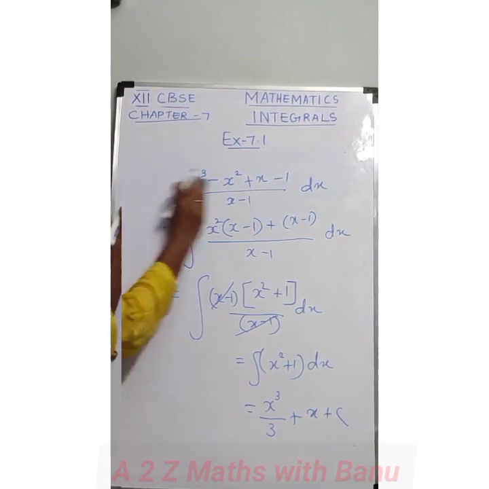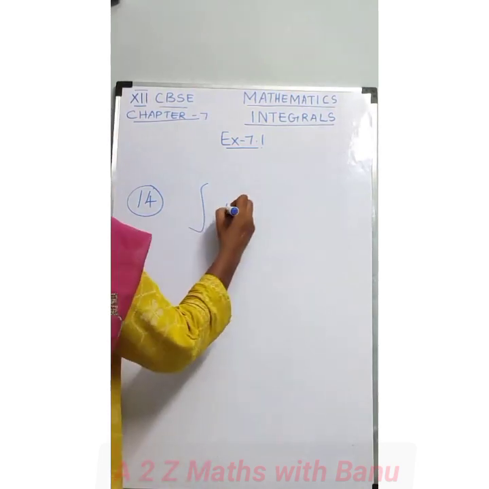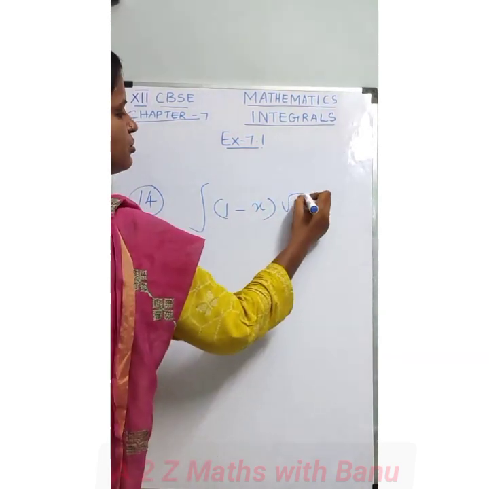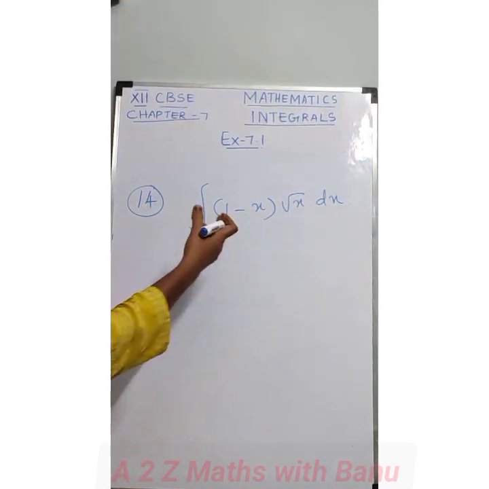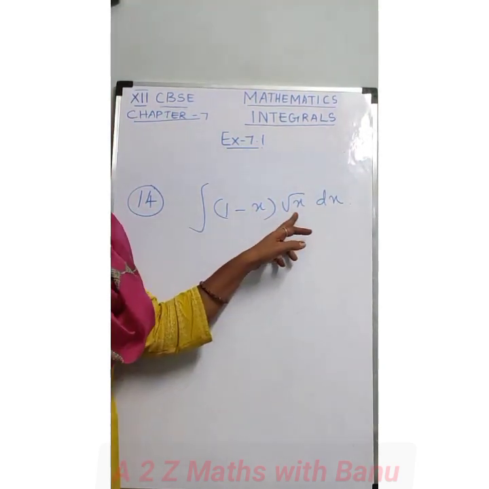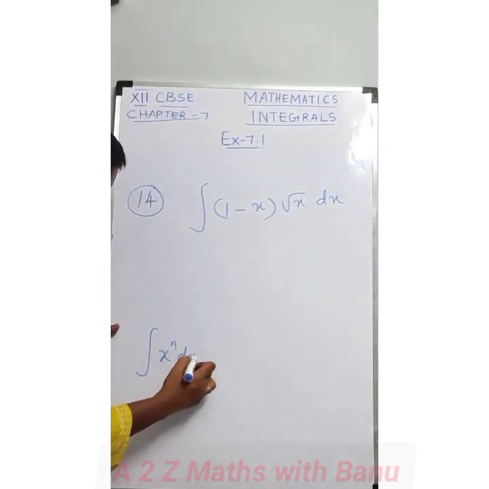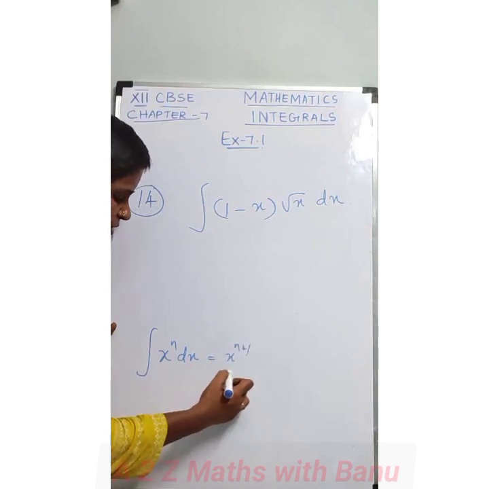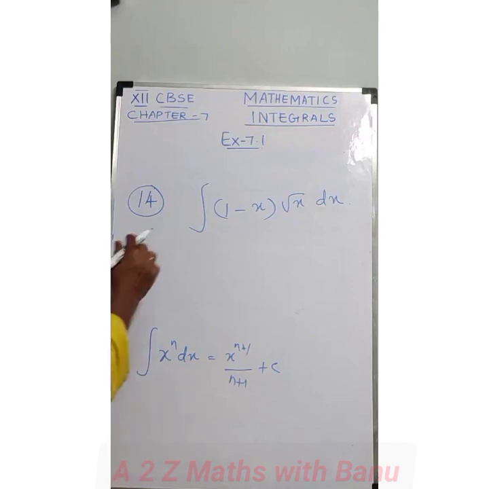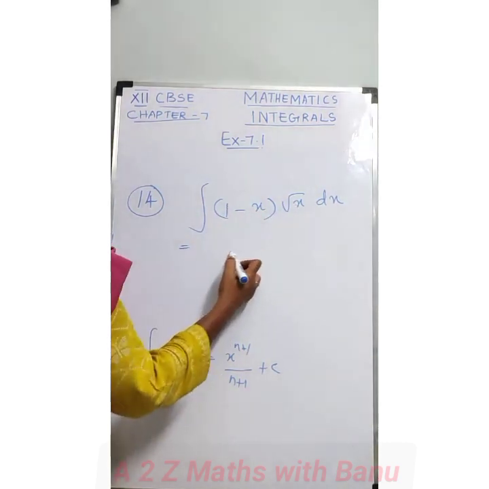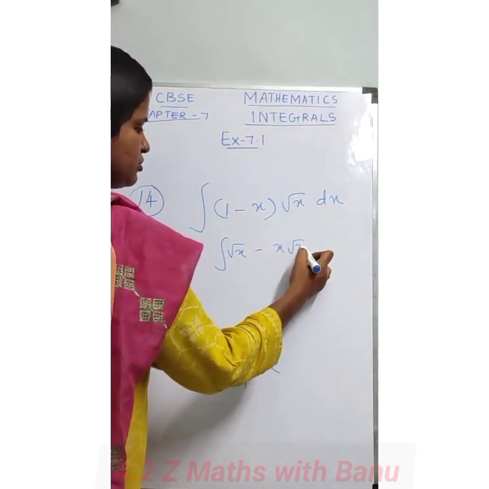The next problem, which is the 14th one, integral of 1 minus x into root x dx. So now, as it is we cannot integrate because you know one of the formulas that x power n dx is x power n plus 1 by n plus 1 plus c. So let me use this formula. Before that we have to multiply: 1 into root x is going to be root x. Then x into root x is x into root x.